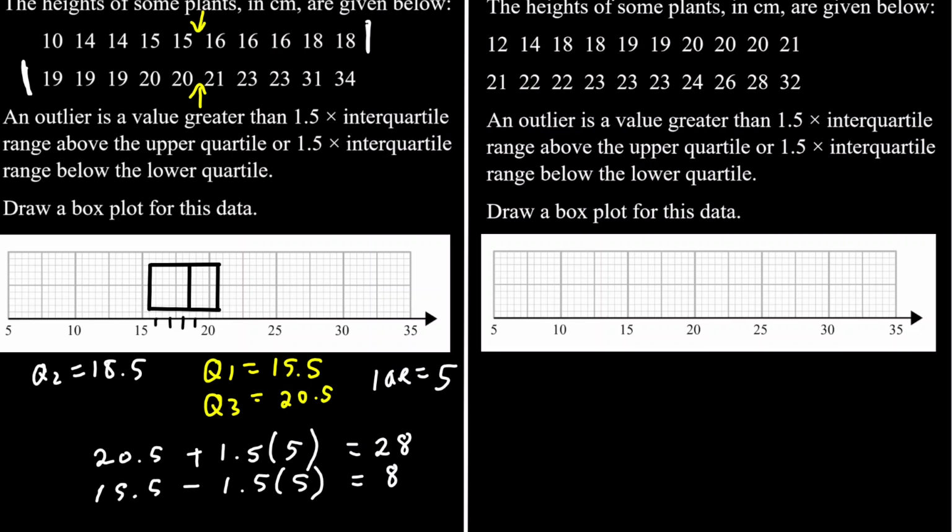So do we have outliers? Anything below 8? No. Anything above 28? We've got two numbers, 31 and 34. So 31 and 34, we're going to mark with a cross. Our lowest value is 10.